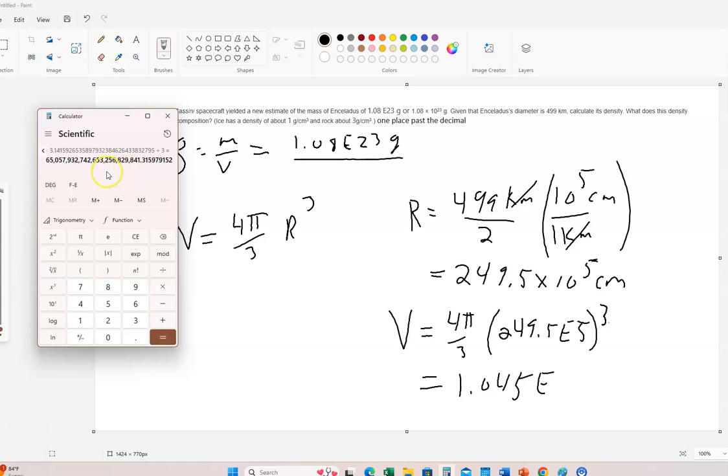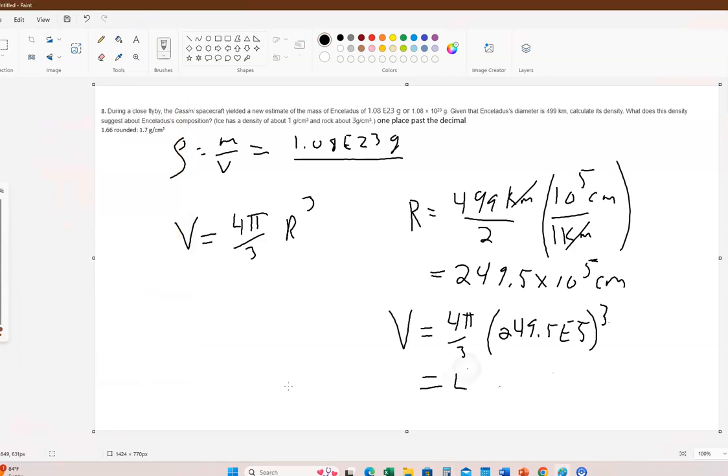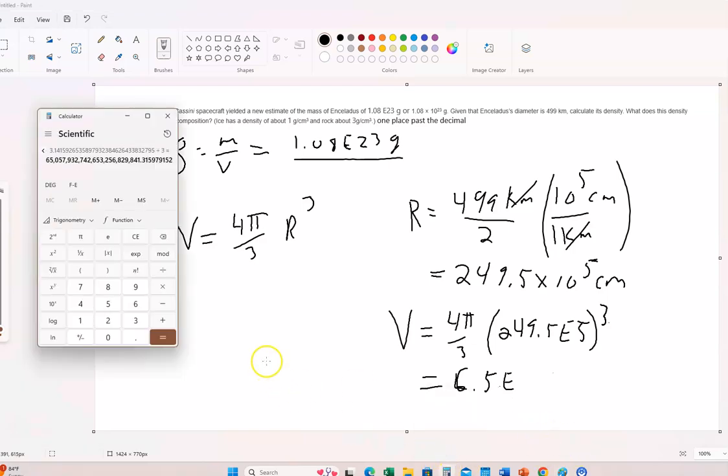Let me count this here. I'm going to pause it and turn it into scientific notation. So the volume turns out to be, I messed this up, let me erase it. So the volume turns out to be 6.5 times 10, let me take a quick look at this again, just to make sure I got it right. I think it's times 10 to the 22nd.